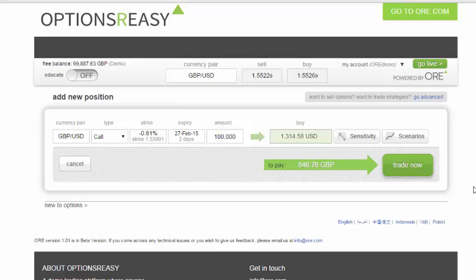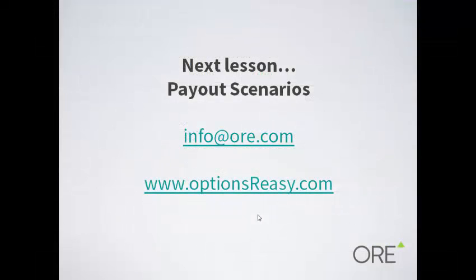In the fourth lesson, we'll be looking at the advanced mode, which allows you to sell or buy options and trade strategies through opening multiple options at the same time. In the next lesson, we'll be looking at payout scenario charts. I will teach you how profit is calculated and how time affects the option's value.